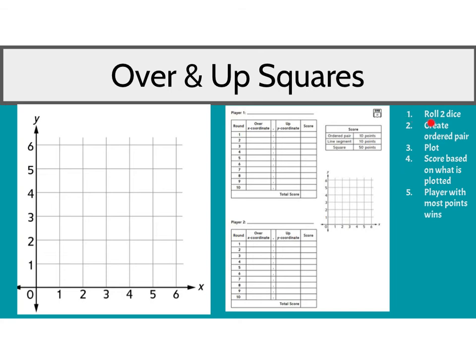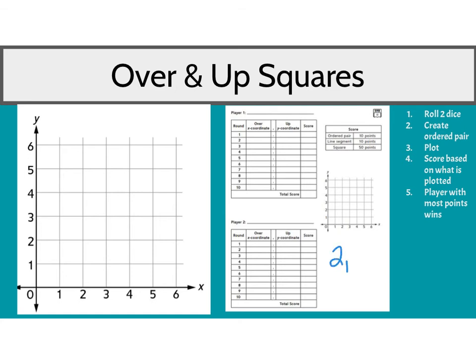So number 1, we're going to roll 2 dice. So you get to decide what order you want your ordered pair to be in. So let's say that I roll a 2 and a 3. If I roll a 2 and a 3, I get to decide, do I want the 2 to be first or the 3 to be first?